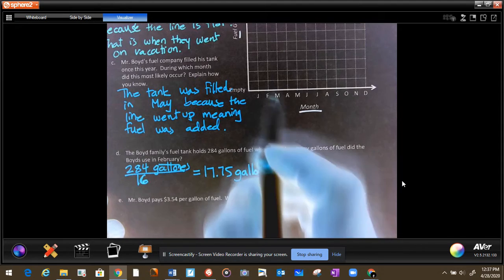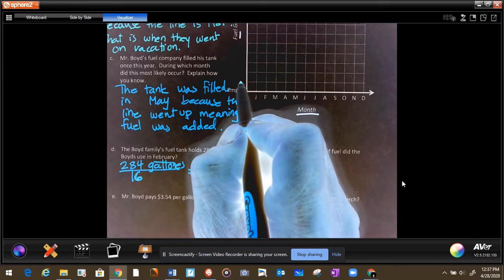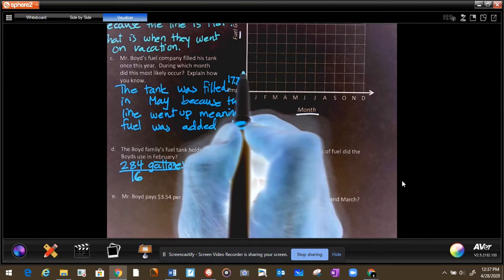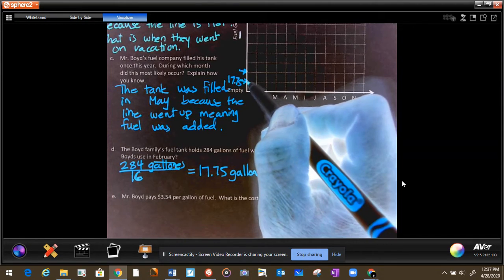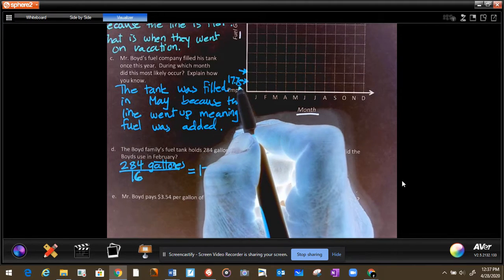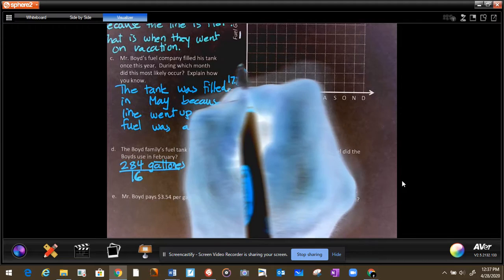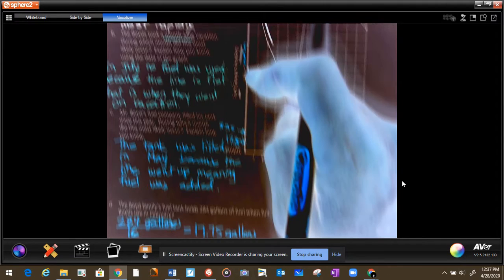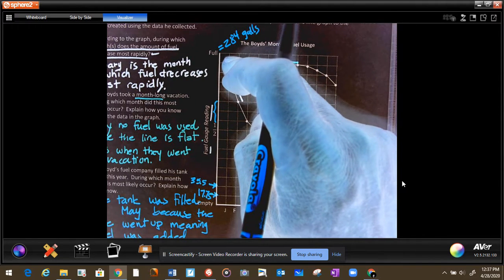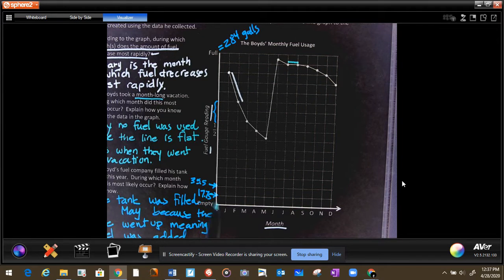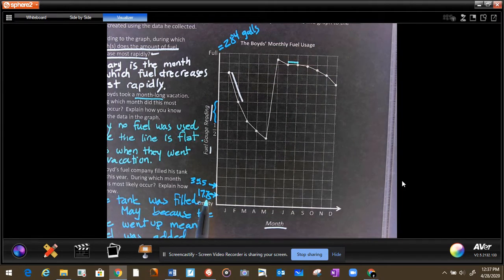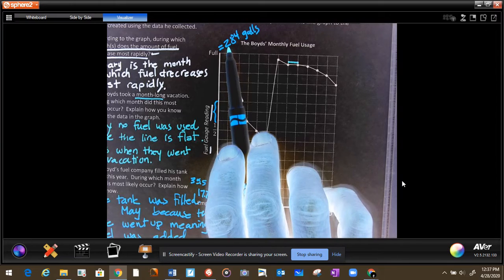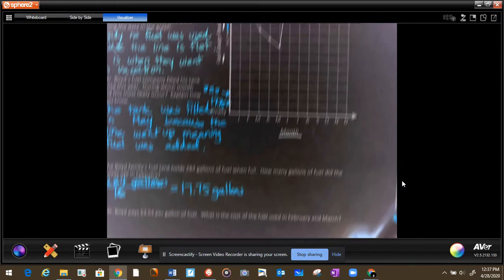So let me explain this right here. One of these squares is going to be 17.75. Now the second one is going to increase, correct? It's going to go up by 17.75, which twice the number will be 35.5. And it will increase until you get to the full tank. Again, that's how we came up with this number. You multiply that number times 16, and it should give you the total capacity of the tank, which is 284 gallons. Now let's get back to our problem here.